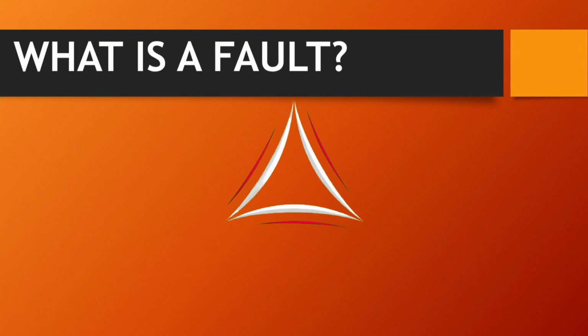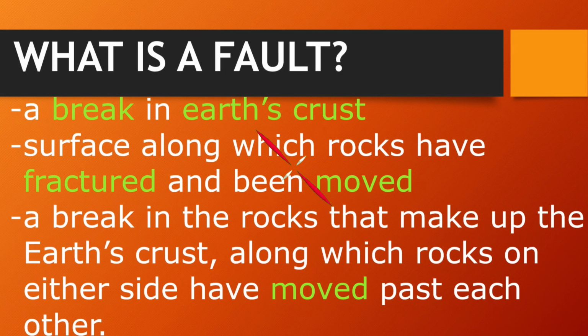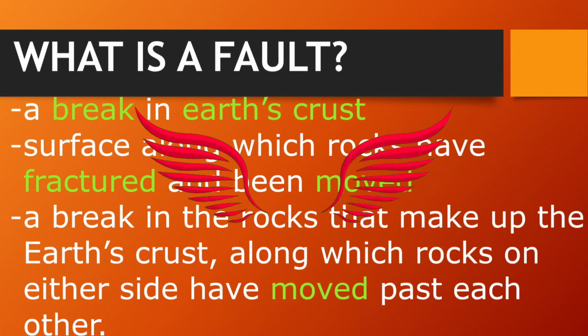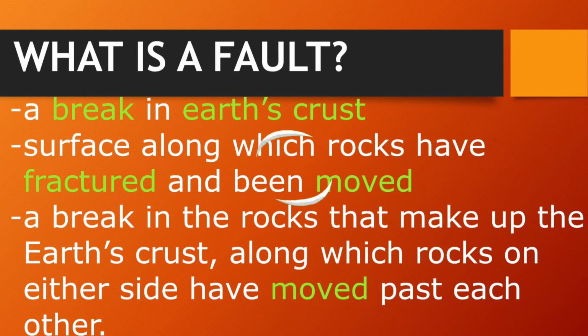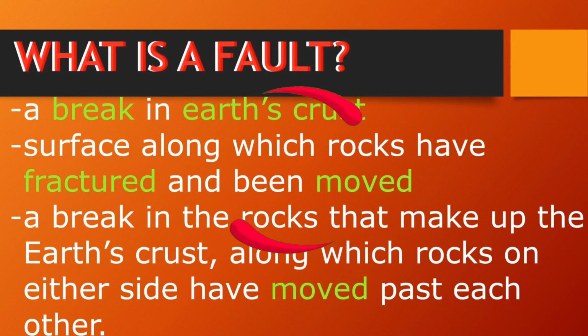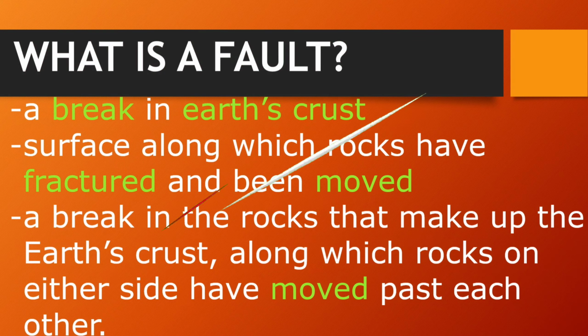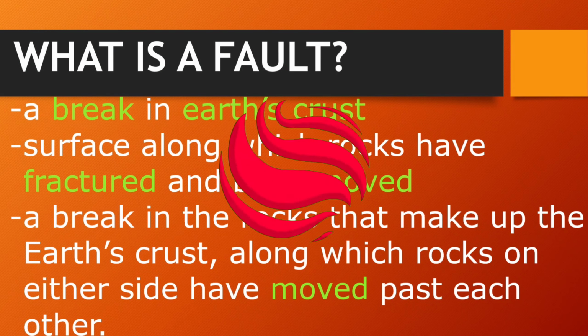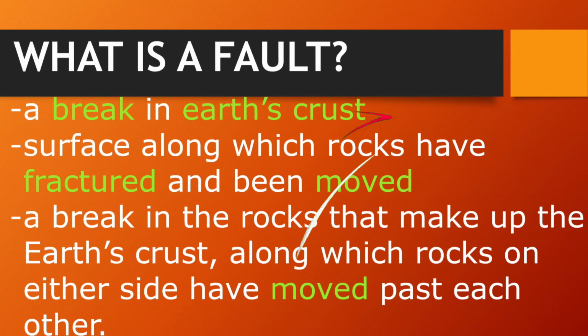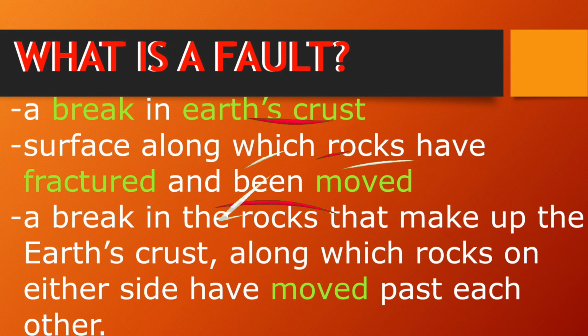We can now define fault. What is a fault? A fault is a break in the Earth's crust. Surface along with rocks have fractured and been moved. A fault is a break in the rocks that make up the Earth's crust, along which rock on either side has moved past each other.